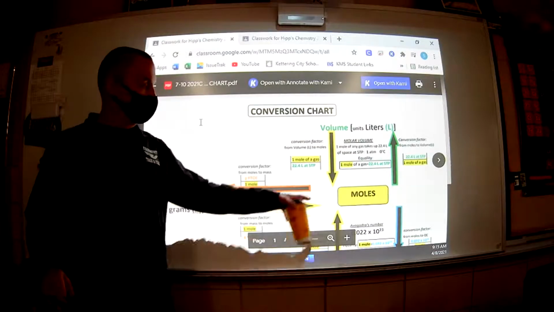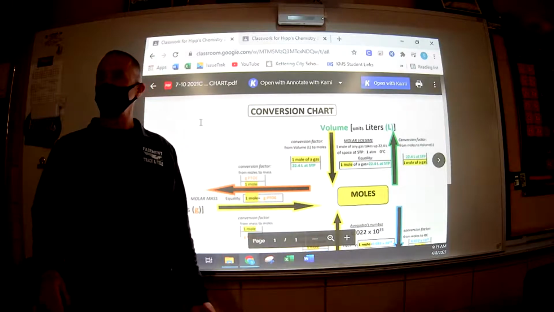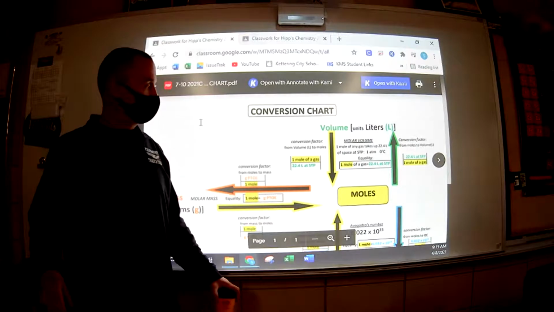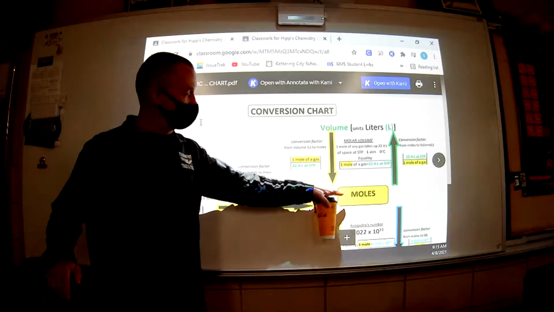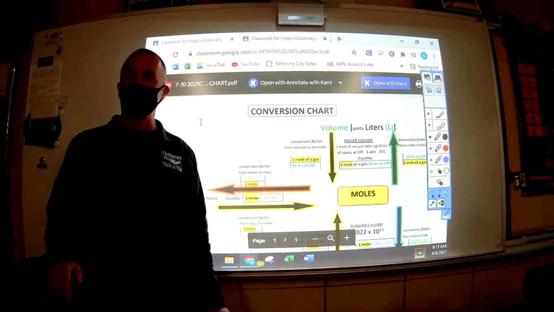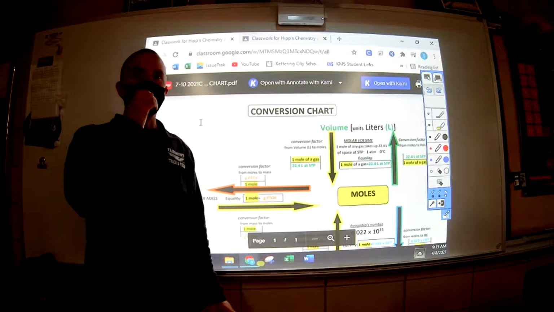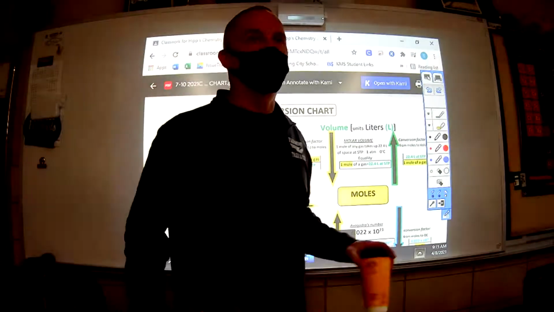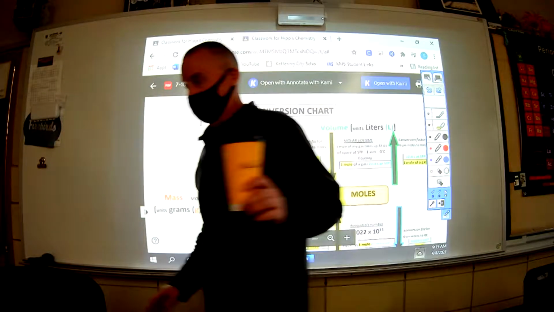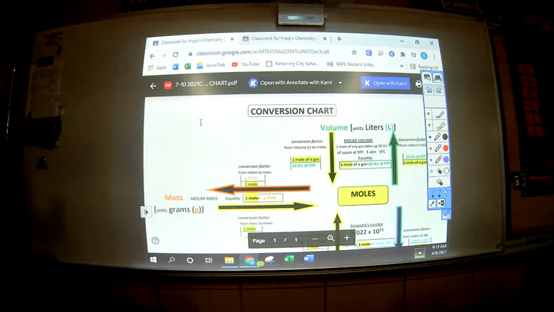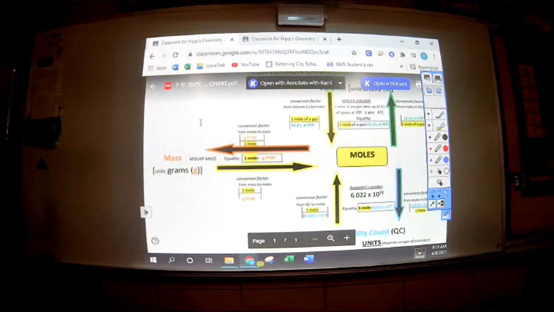Could you tell how many moles it was? Absolutely. If I give you a volume, you could tell me how many moles it was by dividing by 22.4. But could I not ask you what quantity of molecules are in the gas? Let me show you what I'm talking about. This is going to be absolutely spectacular.